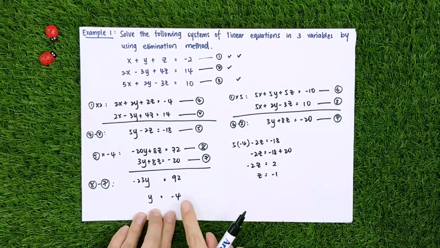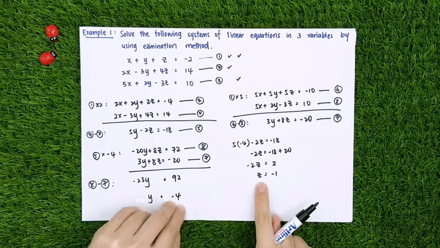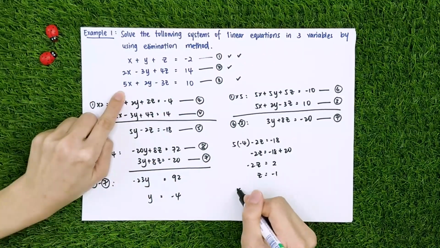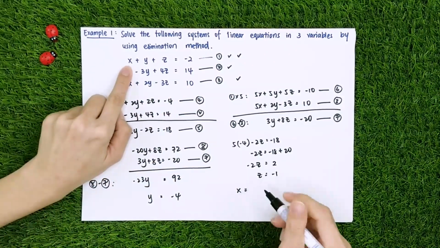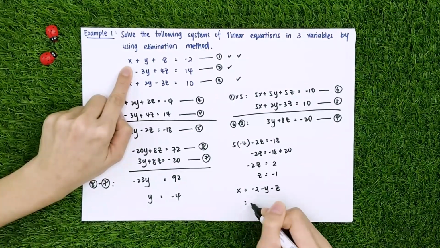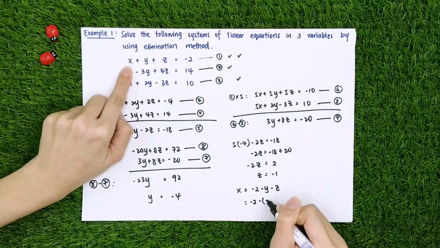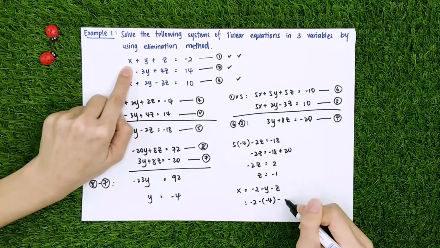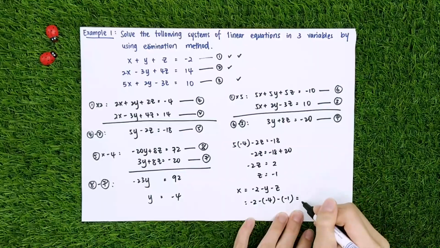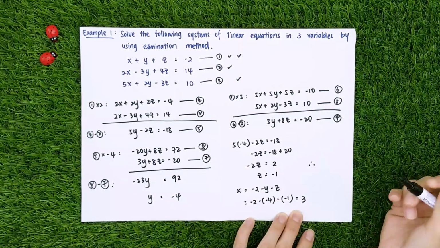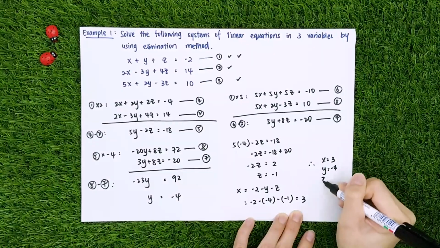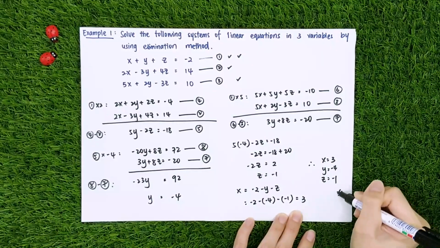After you get your answer for y and z, then you can substitute in either equation here. Okay? So let me choose equation 1: x equals to minus 2 minus y minus z, which is minus 2 minus y is minus 4. z is minus 1, which is you will be getting the answer is 3. So you can make the conclusion x equals to 3, y equals to minus 4, z equals to minus 1.